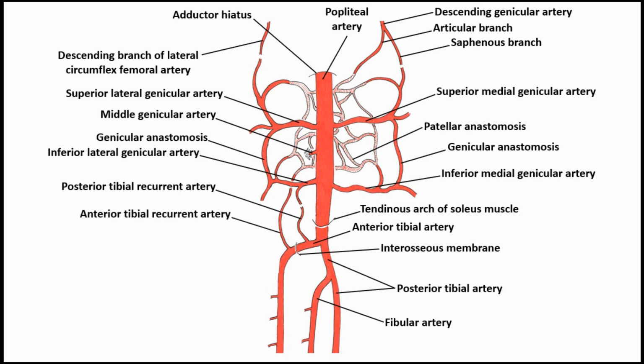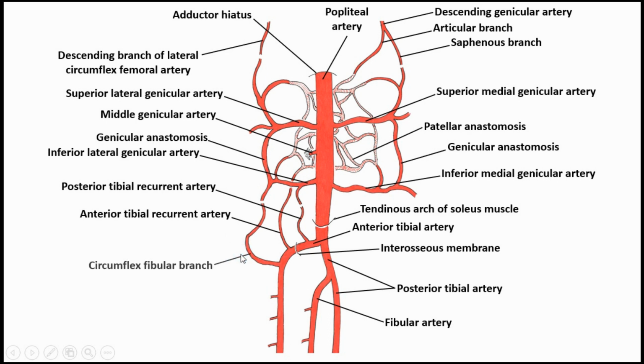Not to be outdone, after it passes through the interosseous membrane, it gives off the anterior tibial recurrent artery. And both of these are going to travel superiorly, recurring, going backwards, and in the case of the posterior tibial recurrent artery, it's going to tend to join the genicular anastomosis through the inferior lateral genicular artery, whereas the anterior tibial recurrent artery, being more anterior, is going to travel towards the patellar anastomosis.